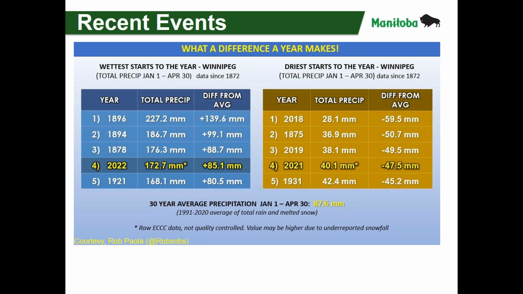In contrast, last year and 3 years before were actually in the top 4 driest. So if you take a look at the years 2018, 2019, 2021, 3 out of the last 4 years have been among the driest starts to the year, at least in Winnipeg, and I would say most areas in the Red River Valley. But I know what a difference a year can make, going from only 40 millimeters of precipitation in the first 4 months last year to more than quadruple that to start this year.